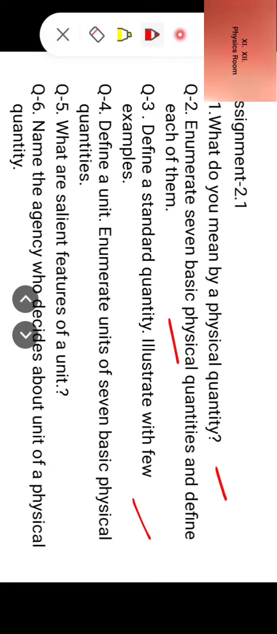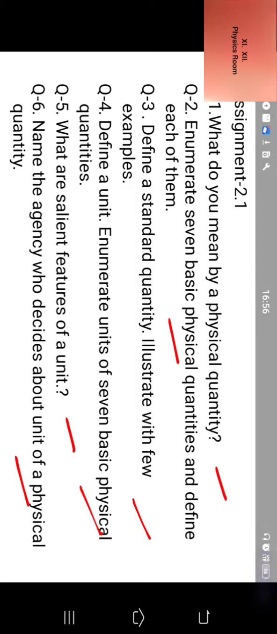Question number 4. Define a unit. Enumerate units of 7 basic physical quantities. What are salient features of a unit? Question number 6. Name the agency who decides about the unit of a physical quantity. So these are all questions that you are to answer on the basis of the text given to you.